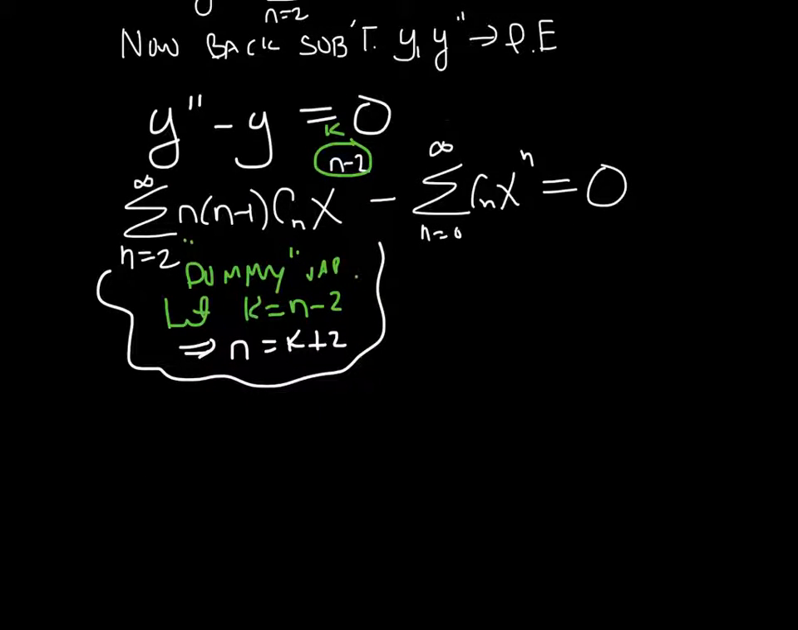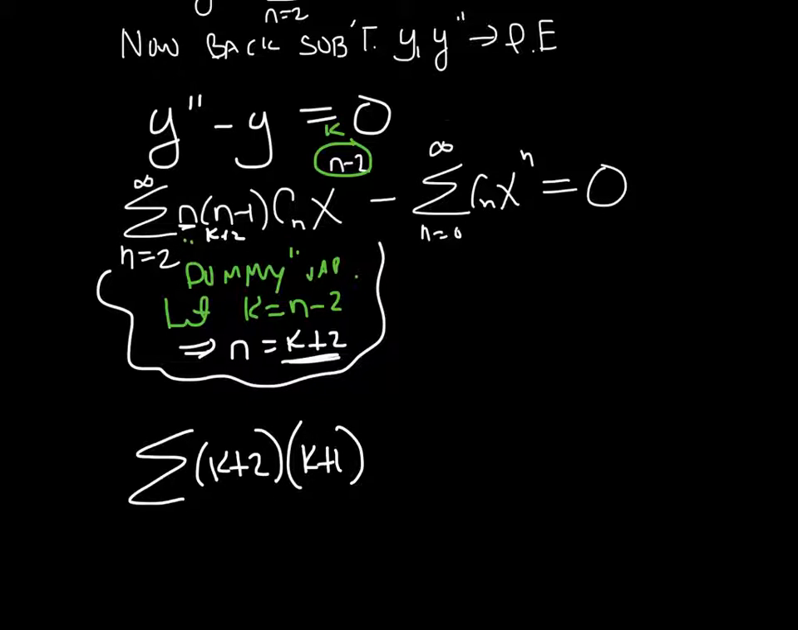And let's go ahead and rewrite this. So n is k plus 2. So when I see an n, I'm going to replace it with k plus 2. And then here, this is n, so that's k plus 2 minus 1. I'm really putting in a k plus 2 there minus 1, which is just really k plus 1. Then c_{k+2} times x to the k. And then I'm just going to rewrite the next term.